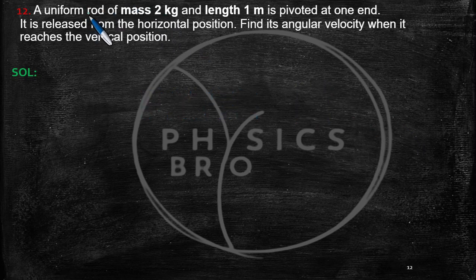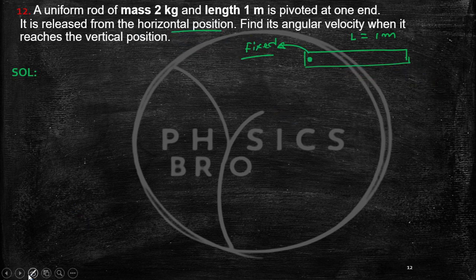A uniform rod of mass 2 kg and length 1 meter is pivoted at one end. There is a body, say L equals 1 meter, and it is pivoted at one end. Pivoted at a point means it is a fixed point. Practically, pivoted means a fixed point. So, it is released from the horizontal position.